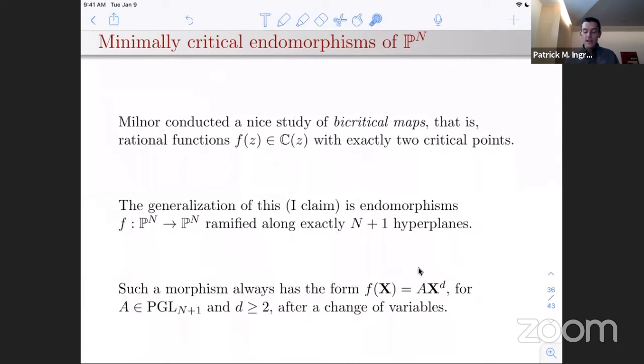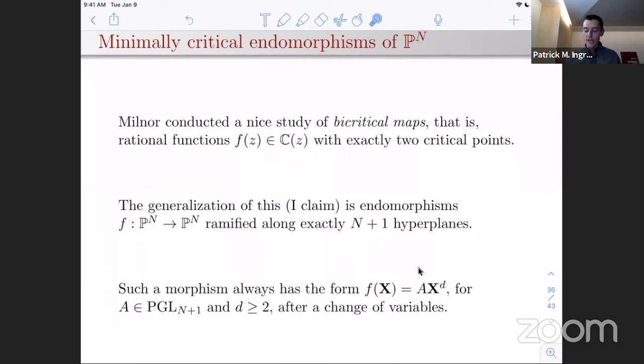I call these minimally critical maps, and I was almost going to do a little Zoom poll here to see if I should change the name, but I won't do that in the interest of time. So I'll call these minimally critical maps until somebody comes up with a better extension of bicritical, like n+1 critical or something. But the natural generalization is an endomorphism of Pn, which is ramified along exactly n+1 hyperplanes. And if you do a little shuffling of coordinates, you can, without loss of generality, take those hyperplanes to be the coordinate hyperplanes.